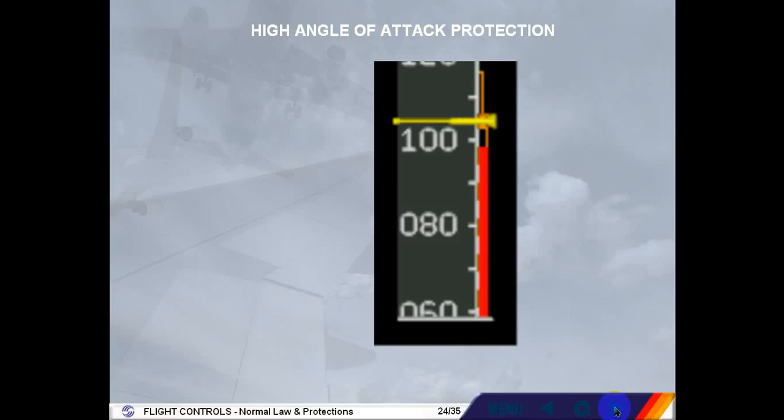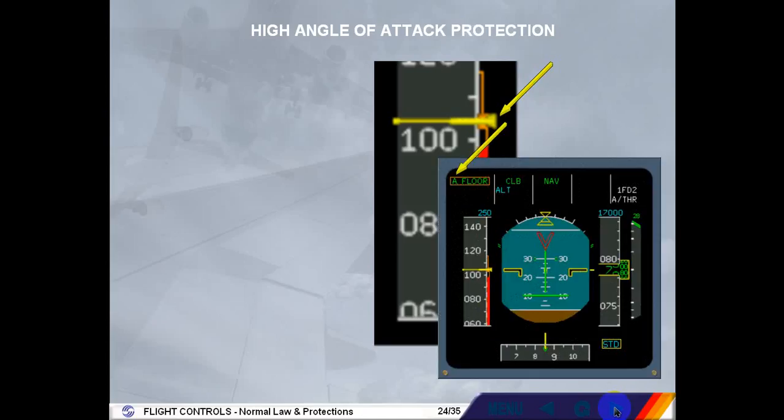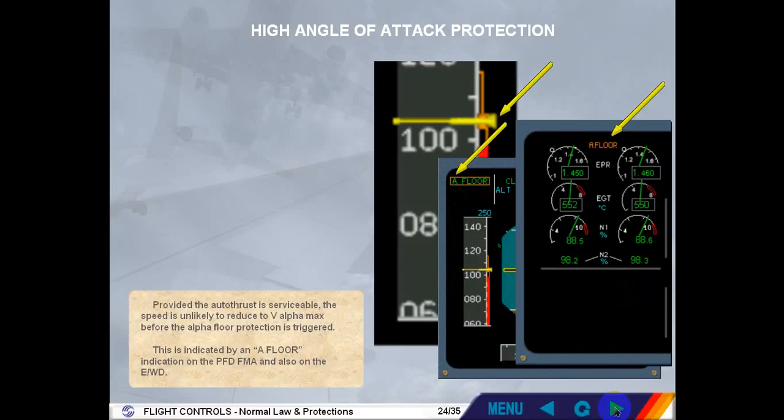Provided the autothrust is serviceable, the speed is unlikely to reduce to V alpha max before the alpha floor protection is triggered. This is indicated by an alpha floor indication on the PFD FMA and also on the engine warning display.